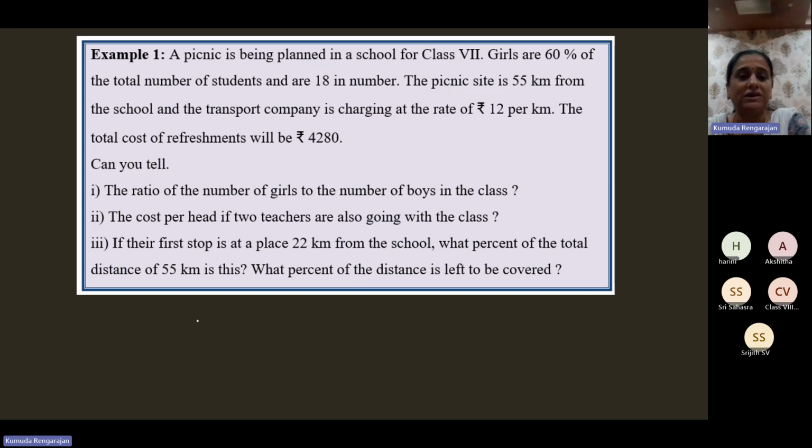A picnic is being planned in a school for class 7. Girls are 60% of the total number of students. So girls are 60%, meaning boys are 40%.